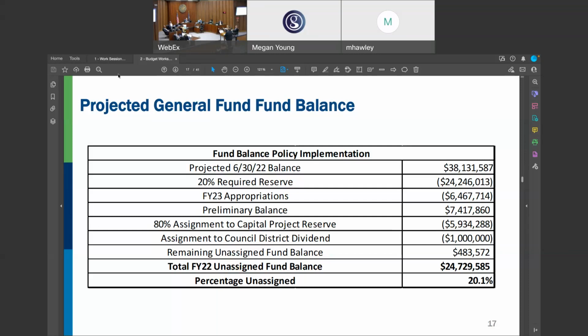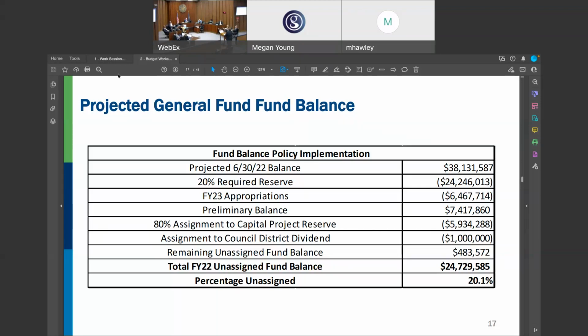And then the policy recommendation is to take the remaining 20%, up to a total of $1 million, and provide it as council district dividend. This is for small capital projects that are specific to the council districts that may not compete in the global CIP because they're small dollar amounts. That leaves you another $483,000 of unassigned fund balance, which just gets added to our reserve. And so our projected reserve at the end of the current year is about 20.1%. And that's 20.1% of budgeted expenditures for next year, which is a large part of why we're AAA credit bond rated by all three agencies.